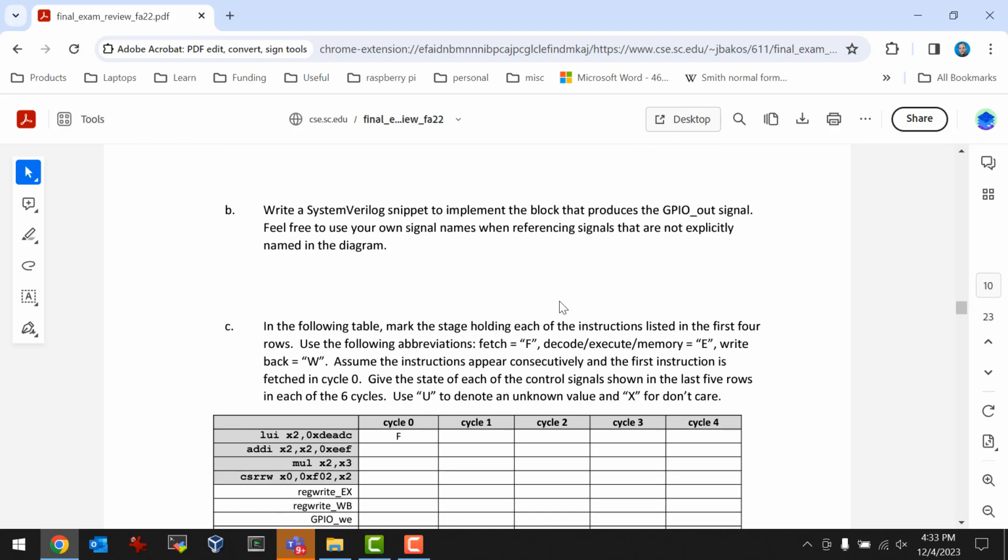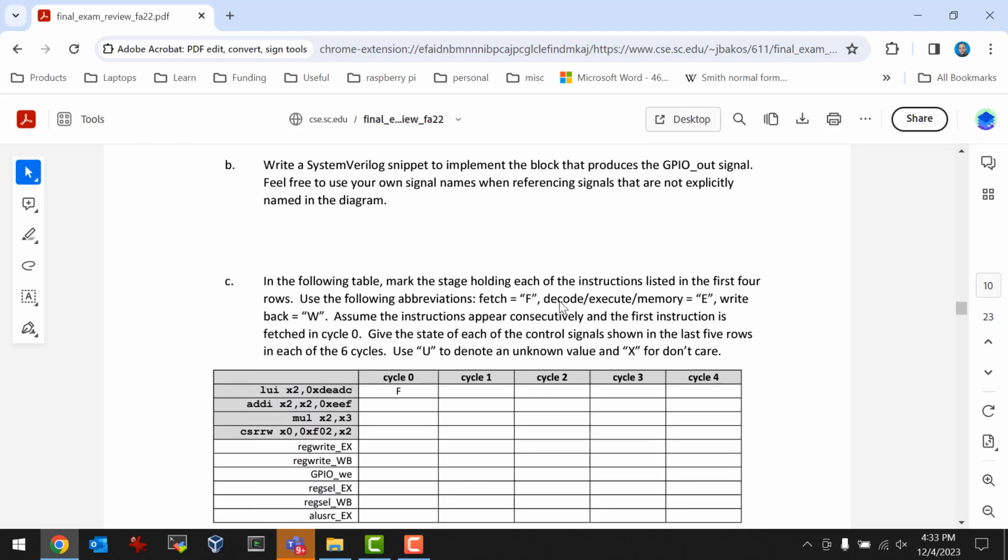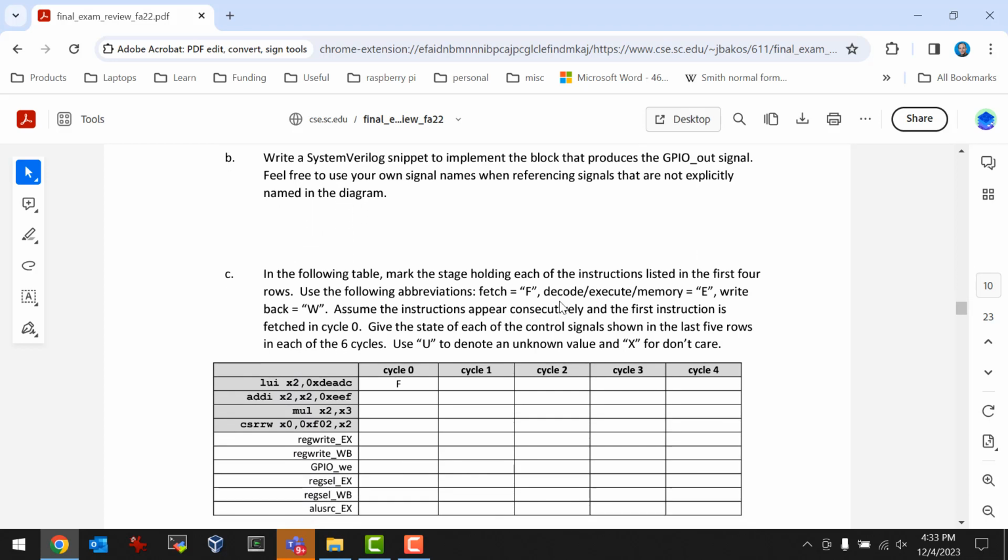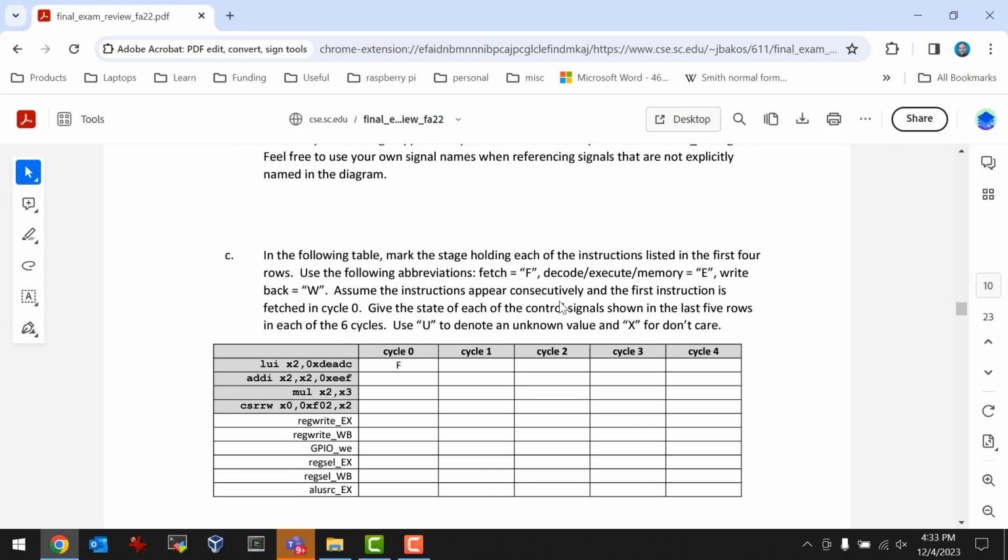In the following table, mark the stage holding each of the instructions listed in the first 4 rows. Okay, so for this one, in cycle 0, we're fetching the load upper immediate. And cycle 1, we're going to be fetching the add I and executing the load upper immediate. And then cycle 2, we're going to be fetching the multiply, executing the add I, and writing back the load upper immediate, right? And so on, right?